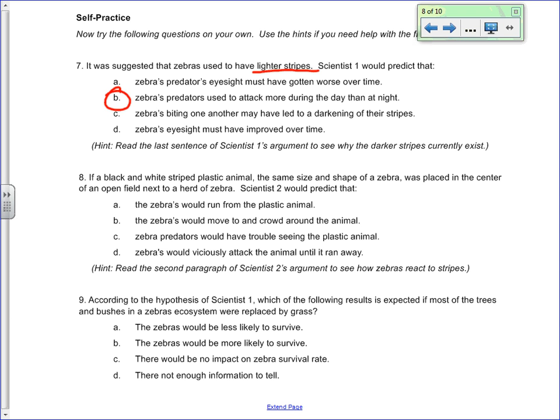All right, question 8. We have to read question 8. If a black and white striped plastic animal, same size and shape as a zebra, is placed in the center of an open field next to a purple zebra, scientist 2 will predict that the zebras will move to and from the animal. Why'd you say that? We picked B because if they notice another animal with the same stripes, and most likely not run away from it, they wouldn't attack it.